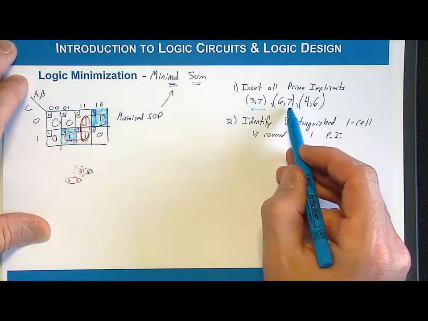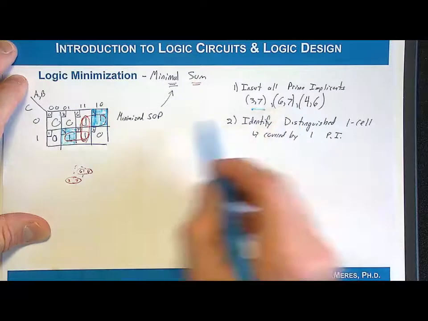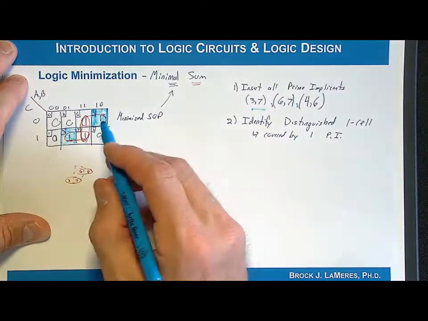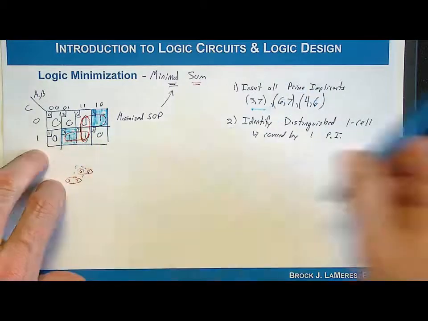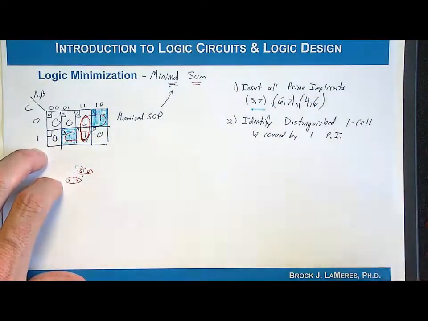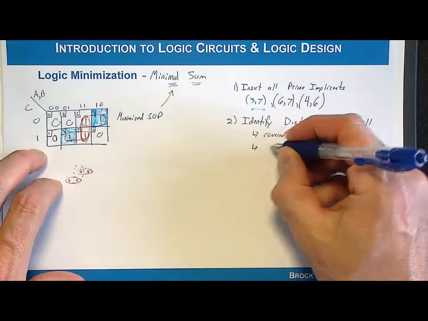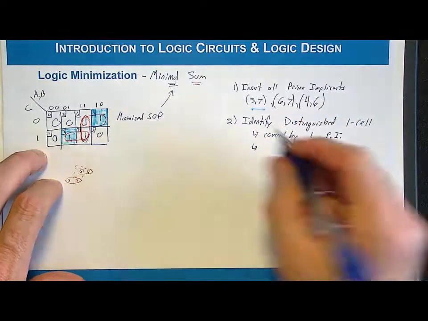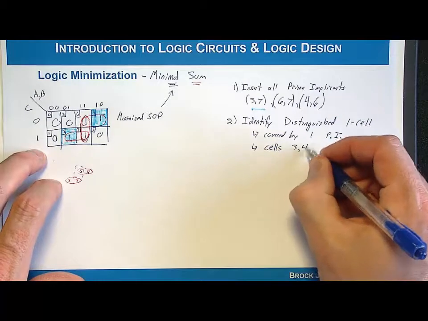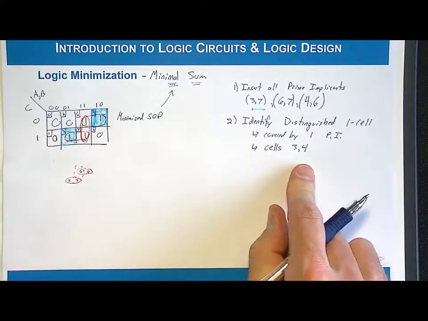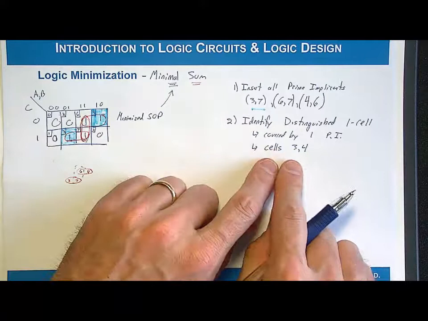It's covered by the 4, 6 and the 6, 7, so it's not a distinguished 1 cell. And 7 is also covered by 2 prime implicants. So what we could say here is that for this example, the distinguished 1 cells are going to be cells 3 and 4. So now we have the distinguished 1 cells.